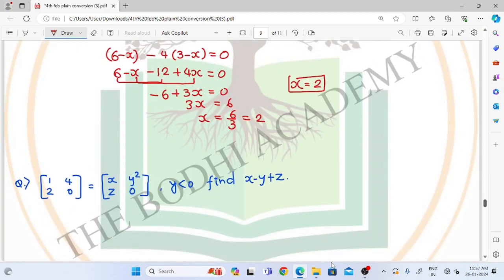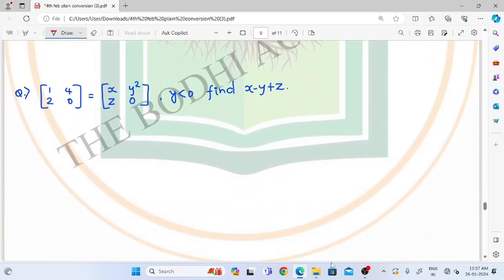Come to the next question. So in this question, two matrices are given to be equal and y is less than 0 is given. Find the value of x minus y plus z. Okay, so two matrices are given to be equal, that means their corresponding entries are equal. So 1 is equal to x. From here we can say x is equal to 1 directly. Then 2 is equal to z. So the value of z is 2.